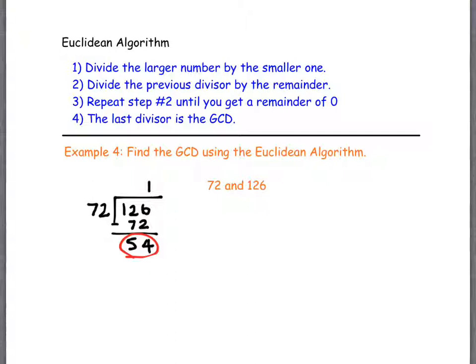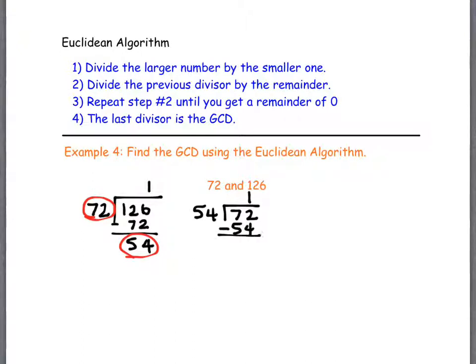Okay? I take the remainder and I take the divisor and I do the problem again. Now the remainder has to be smaller than the divisor, but that already automatically happened if you did the division right. So the remainder goes on the outside. The number you originally divided by moves under now, and you do it again. How many times does 54 go into 72? Once. I promise they don't always just go in once, but this one did.